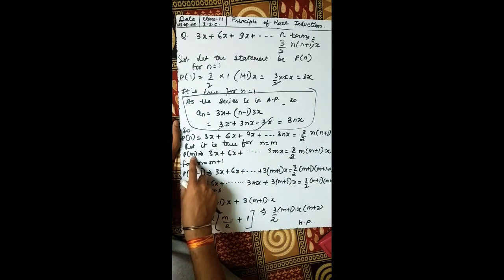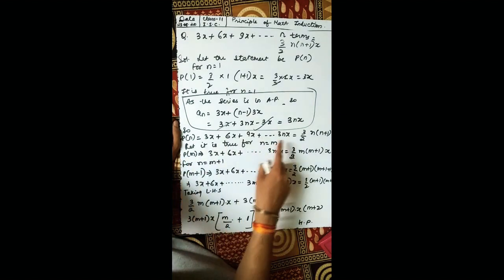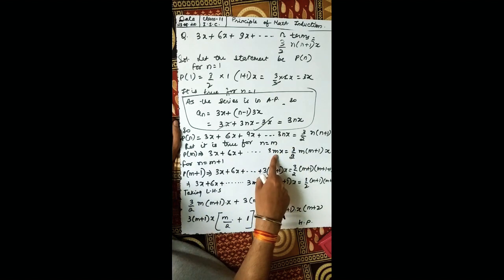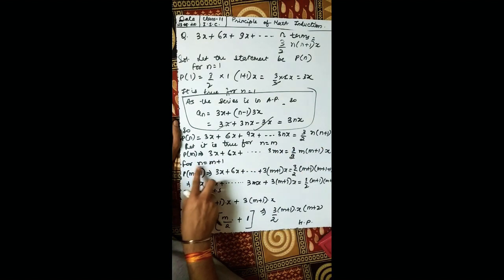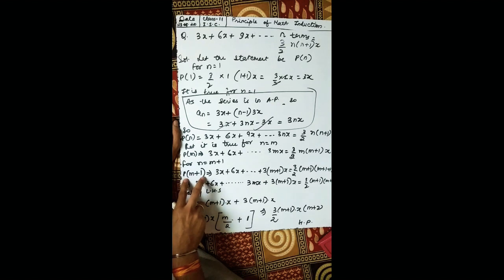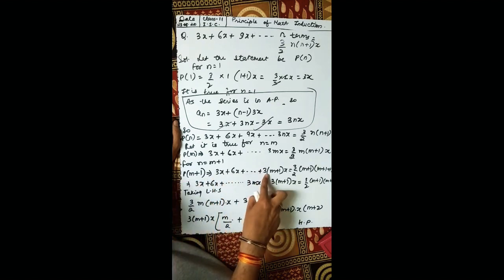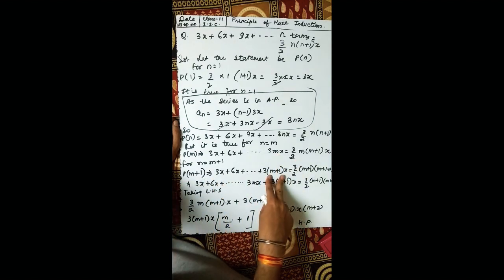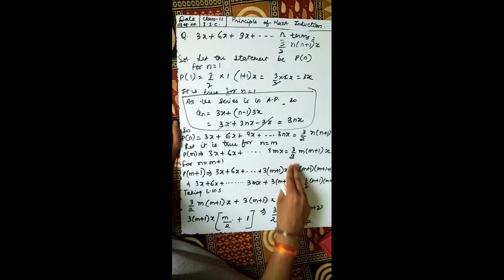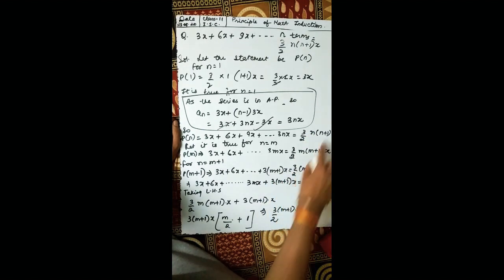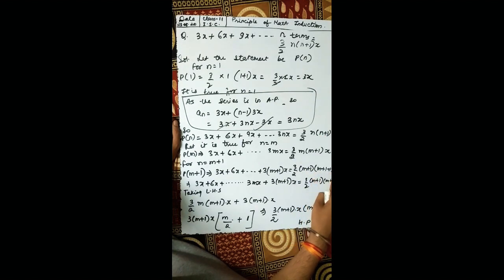So what will be your Pm? Replacing n and putting m. So here is the equation. For n equal to m plus 1, so Pm plus 1, 3x plus 6x plus, in place of m we are writing m plus 1, so x, and 3 upon 2, in place of n, m plus 1, and n, m plus 1 plus 1, x.